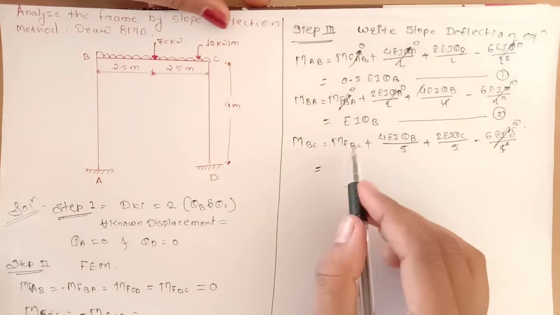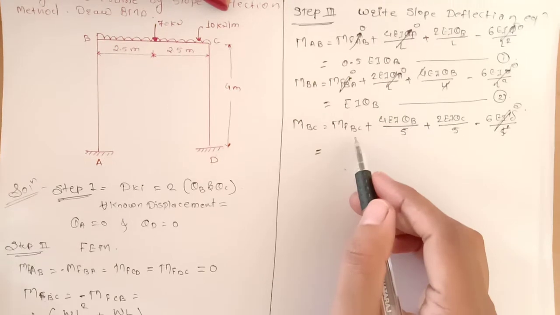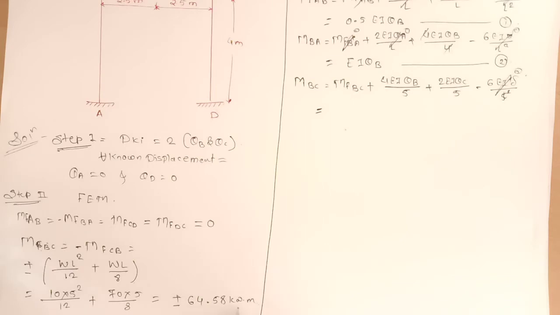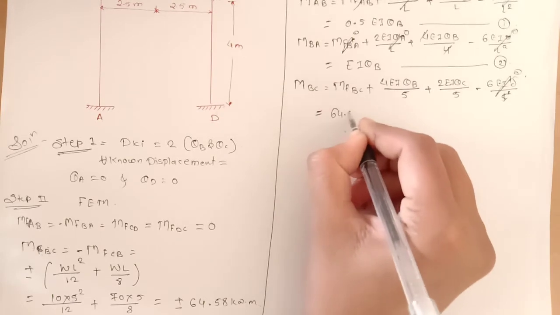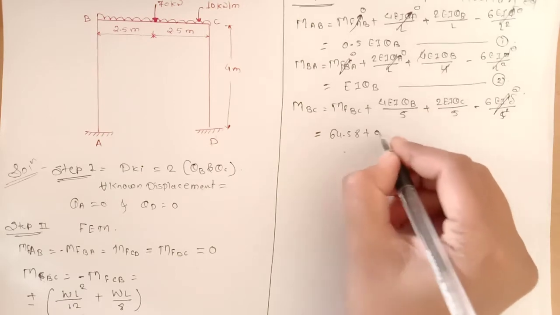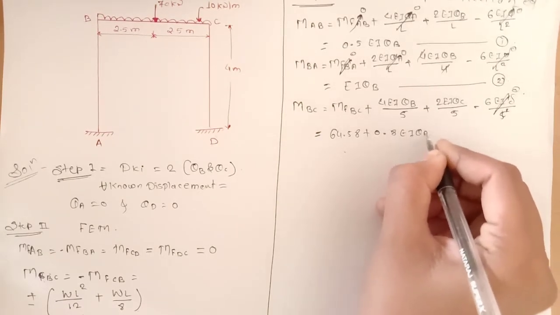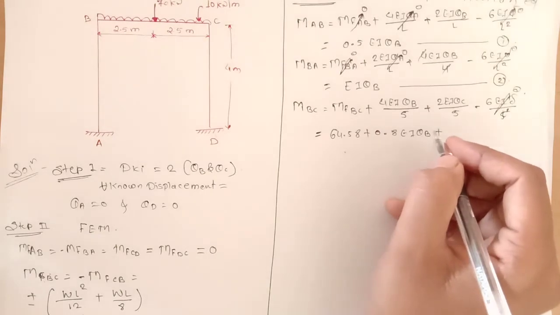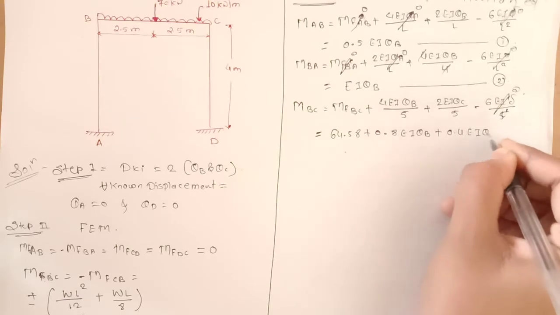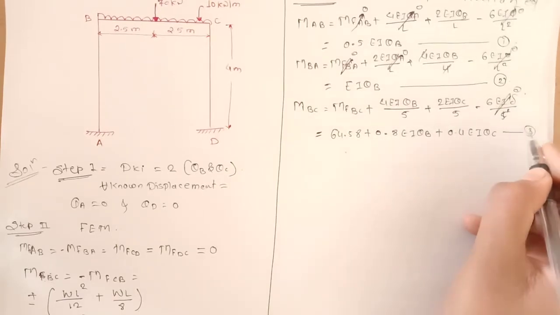Then remaining, we know that the value of fixed moment for member BC is 64.58. You can see here in step number 2, fixed moment for member BC is 64.58. So here 64.58 plus 4 divided by 5, which is nothing but 0.8 EI theta B, plus 2 divided by 5, which is nothing but 0.4 EI theta C. This is equation number 3.